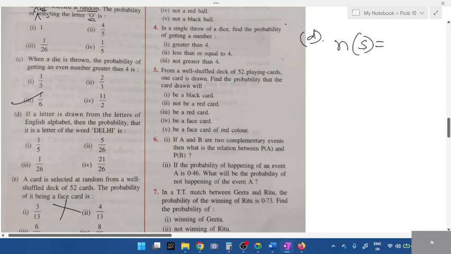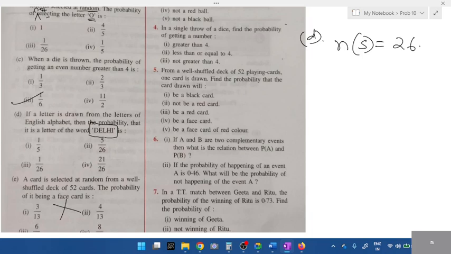I'm not going to write everything because it's only an MCQ. If it is a 3 marks question, I'll tell you how to write. If it is only an MCQ, we need the total value, which is 26. Out of 26, how many letters are given here? Yes, 5, Delhi. What's the answer you all got? 5 by 26.